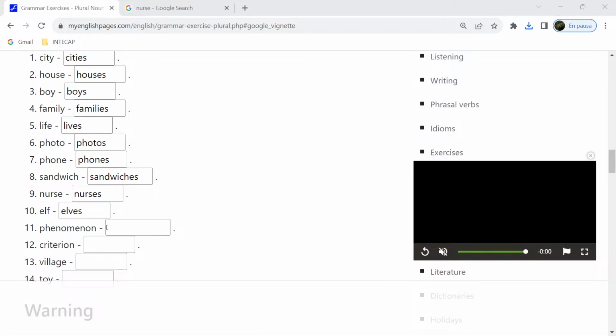Let's go with phenomenon. Okay, guys, did you find the plural of phenomenon? This is an irregular plural. Phenomenon. Okay, could be, could be. Any other idea, guys, or did you find something else?